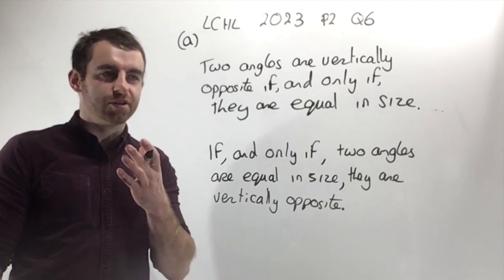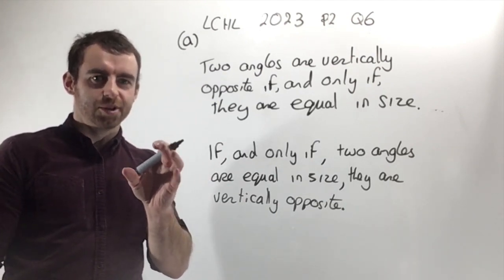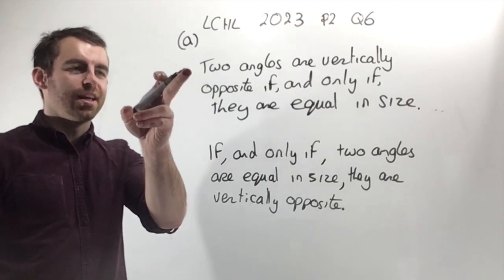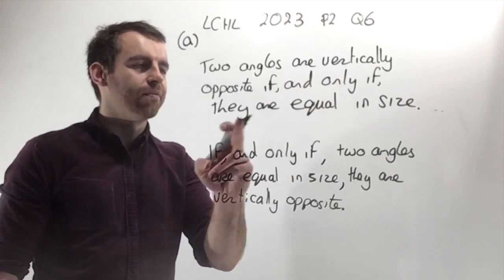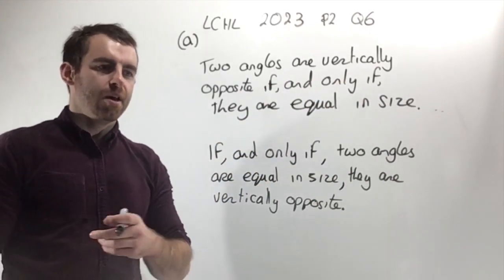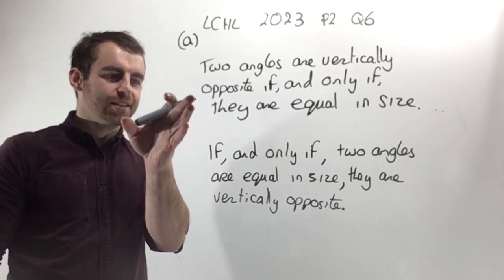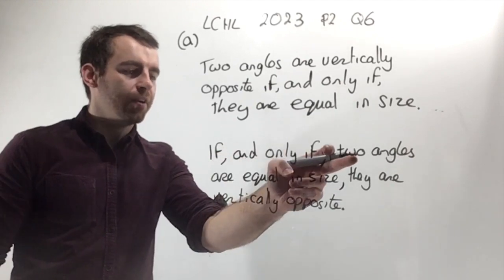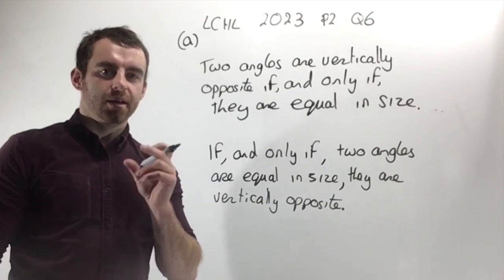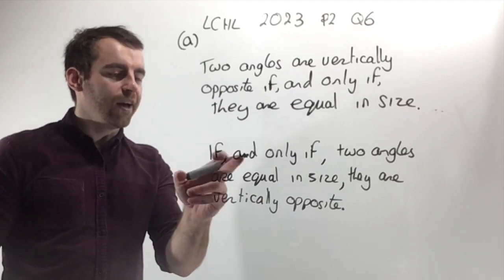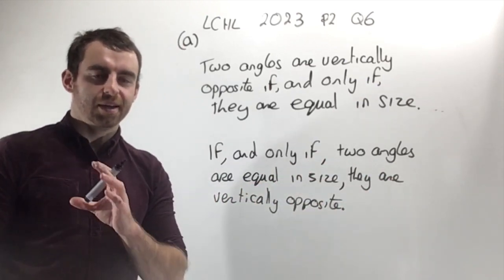This is more of a challenge in terms of interpreting an English sentence than it is about maths. The statement is that two angles are vertically opposite if and only if they are equal in size. Now what I've done is restructure that sentence. Another way of saying it is: if and only if two angles are equal in size, they are vertically opposite. In other words, the question is saying that if angles are equal in size, then they have to be vertically opposite. And that is not true.